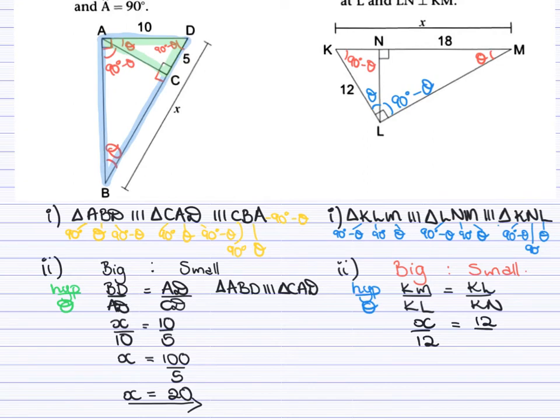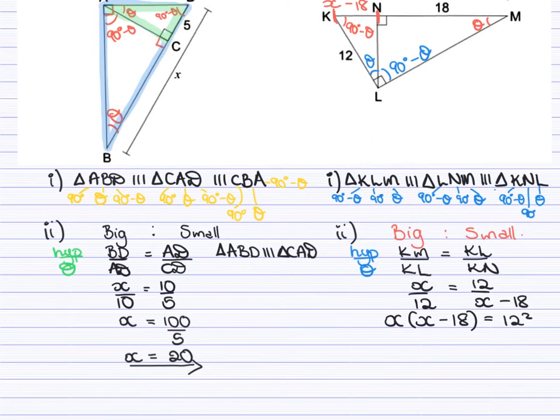Now KN is what we need to find. What are we looking for there? That is KN. This length here is x minus 18. Let's fill that in, x minus 18. Now we're going to cross multiply. X multiplied by x minus 18 is equal to 12 squared. Distribute that, we get x squared minus 18x is equal to 144. X squared minus 18x minus 144 is equal to 0.